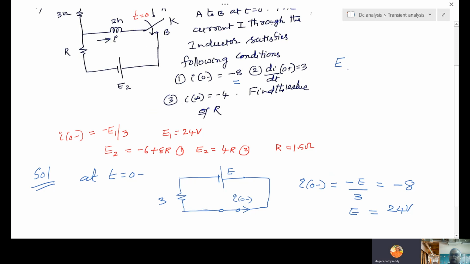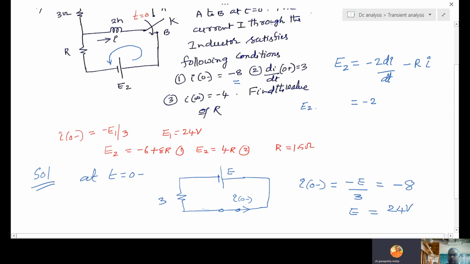That loop equation is E2 equal to, when I am writing E2 equal to, start at positive, go to negative. So that is nothing but minus L di by dt, and minus R, because current is going like this. We are going opposite, minus R into I. So from this, minus L di by dt, but now at 0 plus.